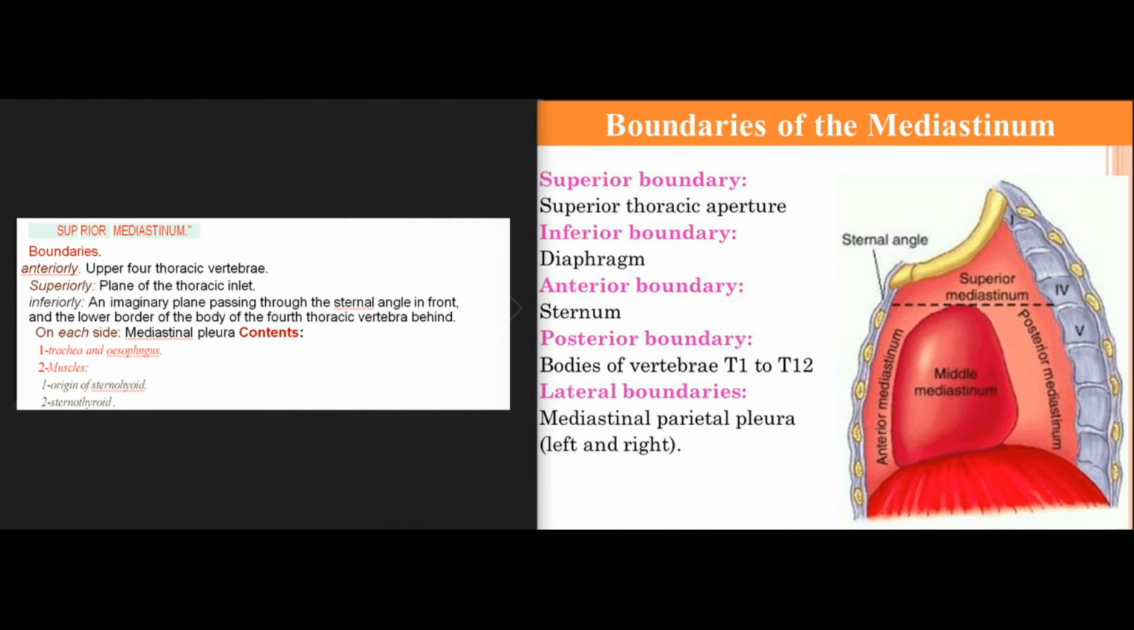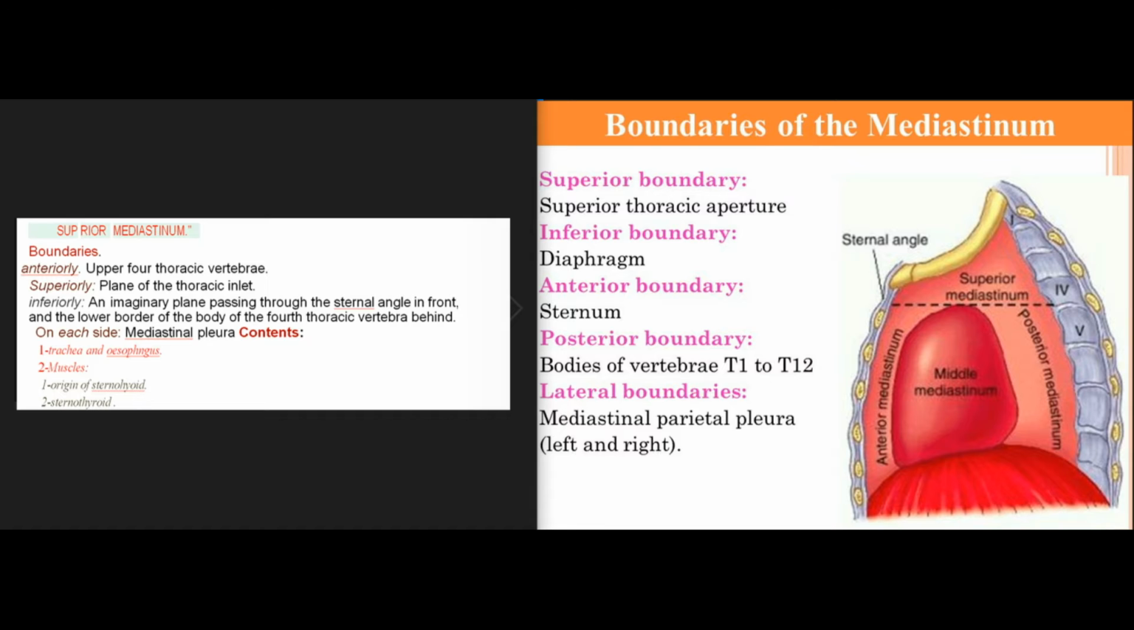Superior mediastinum. Boundaries. Anteriorly, manubrium sterni. Posteriorly, upper four thoracic vertebrae. Superiorly, plane of the thoracic inlet. Inferiorly, an imaginary plane passing through the sternal angle in front, and the lower border of the body of the fourth thoracic vertebra behind. On each side, mediastinal pleura. Contents: 1. Trachea and esophagus.